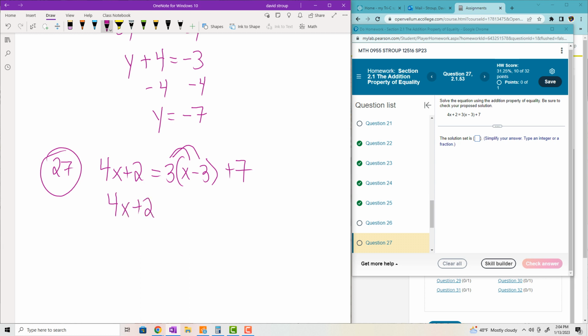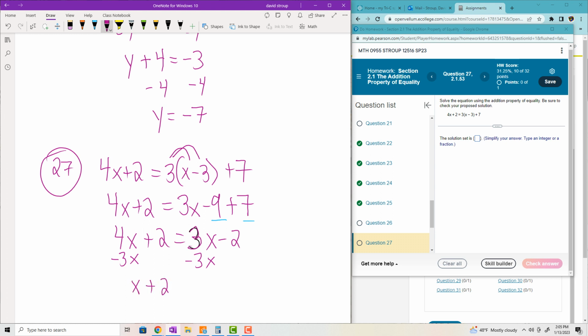So on the right, that means distribute. And then again, I got another simplification I could do on the right. I can add the constants together, the negative 9 and the 7. Oops, let me go back to purple. 3x minus 2, and then I try to collect all the variables on one side. 4x minus 3x is 1x. And then I want to isolate the variable completely. So I move the negative 2 over, and I'm going to get x equals negative 4.